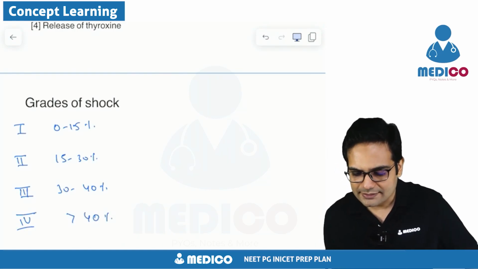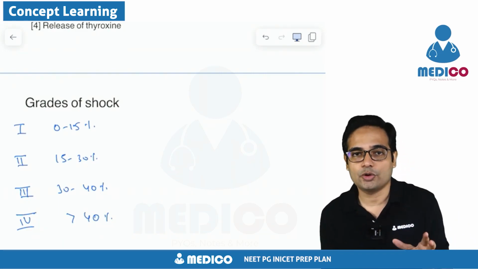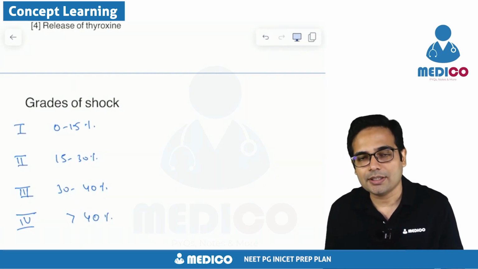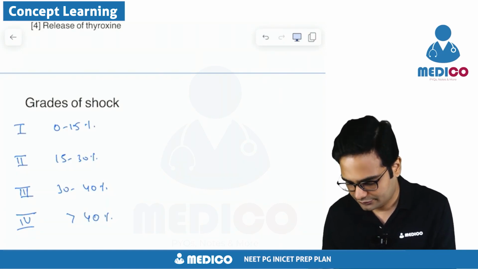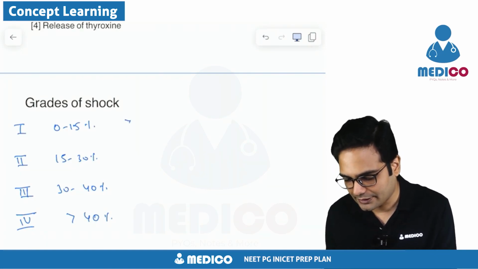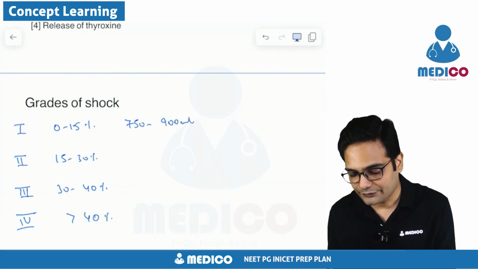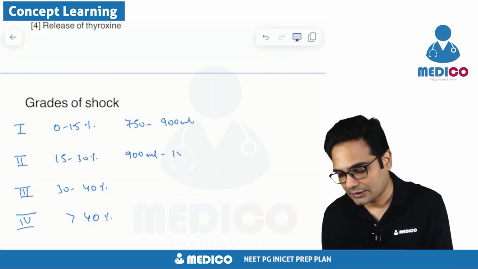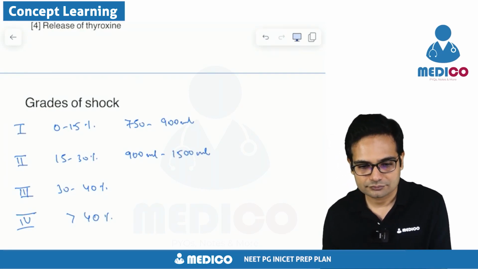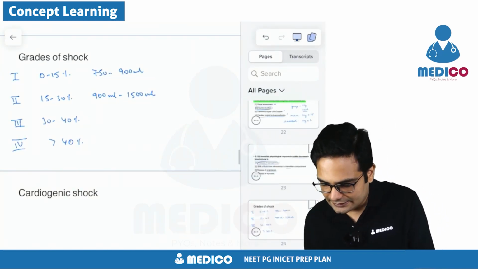Now, this 15% means what? It is a 15% volume lost of the total blood volume in a body. So now, in a human body, the total blood volume is approximately 5 to 6 liters. So 0 to 15% would be 750 ml, 750 to 900 ml. So 15 to 30% would be 900 ml to 30% of 5 liters, that is 1500 ml. Okay.